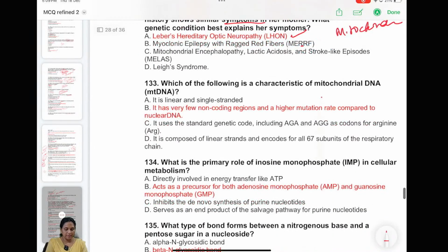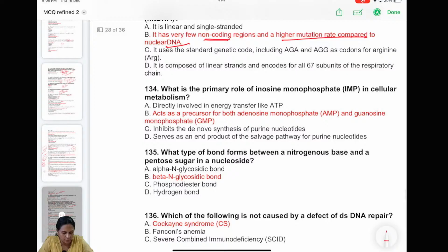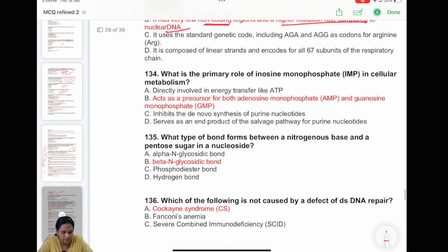Which of the following is characteristic of mitochondrial DNA? It has very few non-coding regions and a higher mutation rate compared to nuclear DNA. What is the role of inosine monophosphate in cellular metabolism? It acts as a precursor for adenosine monophosphate and guanosine monophosphate. From inosine monophosphate only, guanosine monophosphate and adenosine monophosphate will be formed.